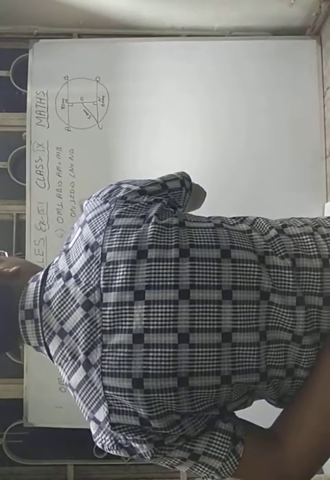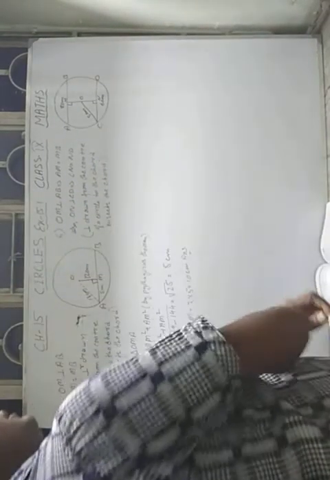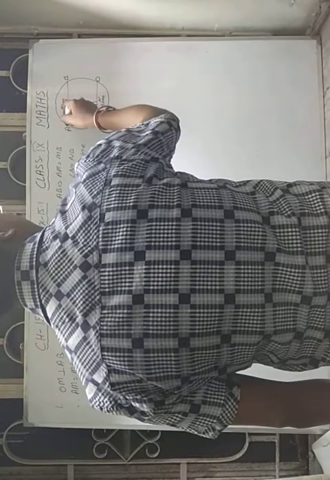Why are we writing this? Because the perpendicular drawn from the center of a circle to the chord bisects the chord. Okay. So the statement we have written. Now we will do the sums. Now you join OA and OC and consider the two triangles OMA and ONC.